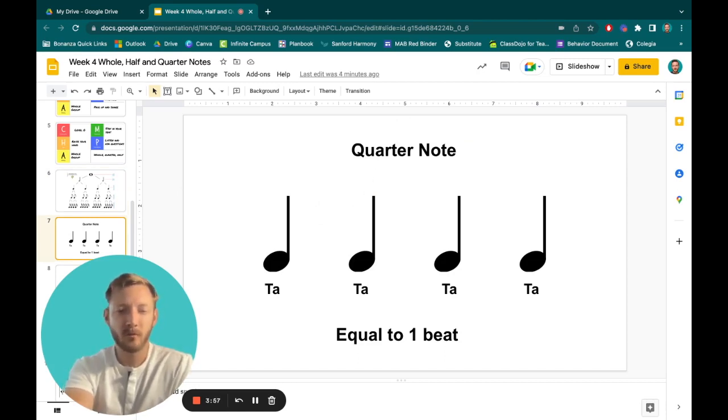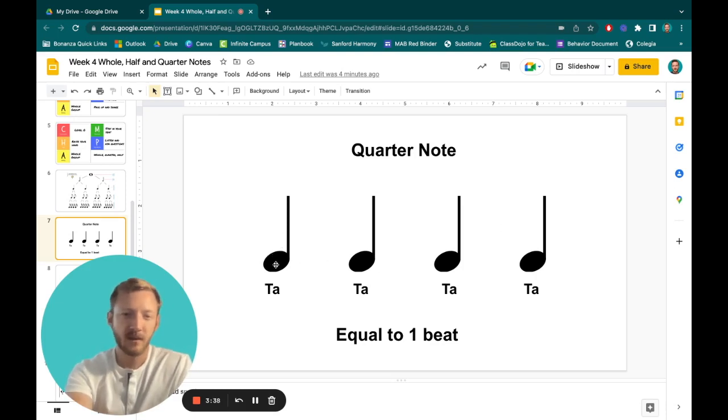So whenever we count rhythms, we're always going to tap our foot. Tap, tap, tap, tap, tap, tap, and stop. So we're going to tap our foot as we count. Each of these quarter notes is equal to one beat. So every time you tap your foot, that is a quarter note.